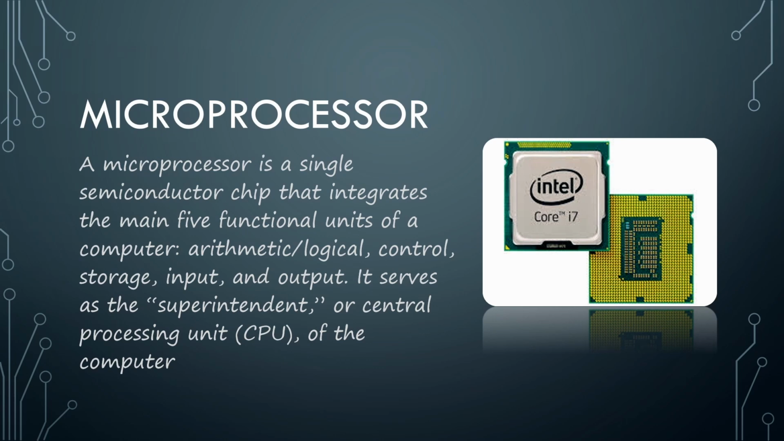The types of microprocessors are: the general purpose microprocessor, used in personal computers and laptops, examples including Intel and AMD processors; the embedded processor, found in devices like microwaves, cars, and other devices; and the digital signal processor, specialized for processing audio, video, and other signal types.